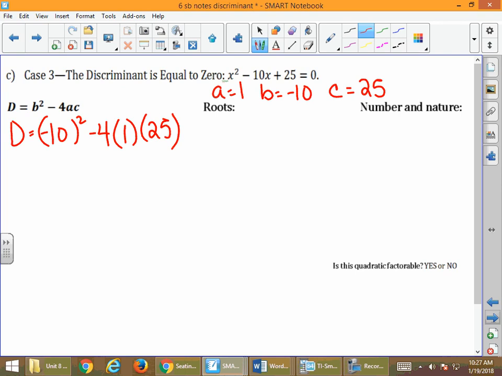Negative 10 squared is negative 10 times negative 10, which is positive 100. 4 times 1 times 25 is 100. And when we subtract 100 from 100, it's 0. There's the discriminant. Well, let's look, because what we're trying to decide is, once we know that number, what does that tell us about how many answers we're going to get and what kind of answers we're going to get, the number and the nature of the roots.